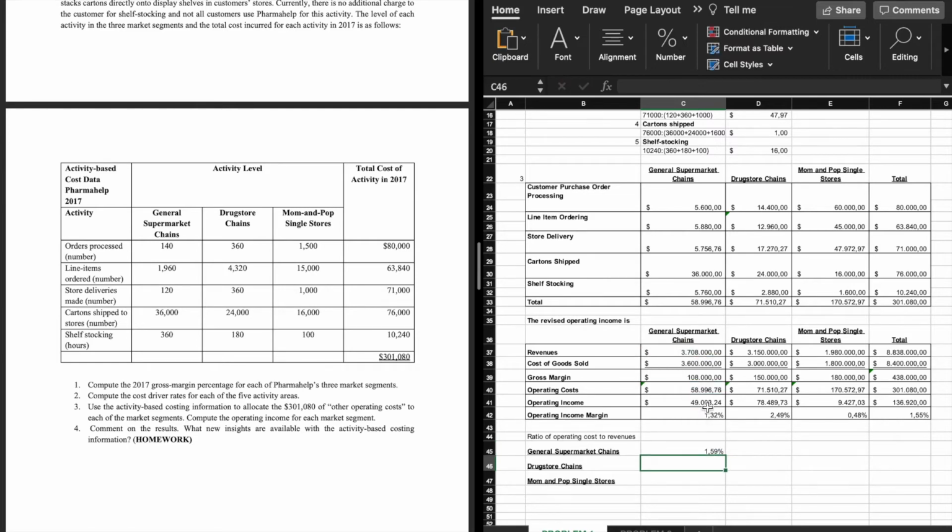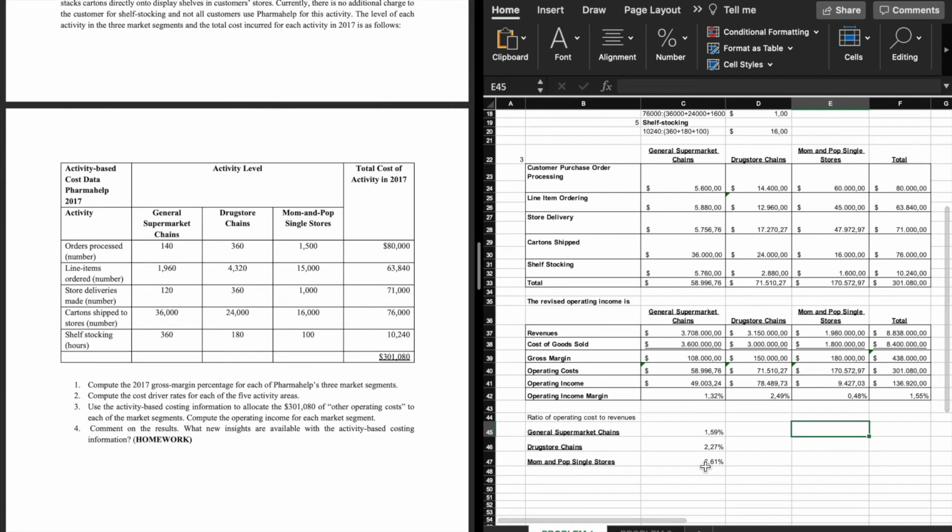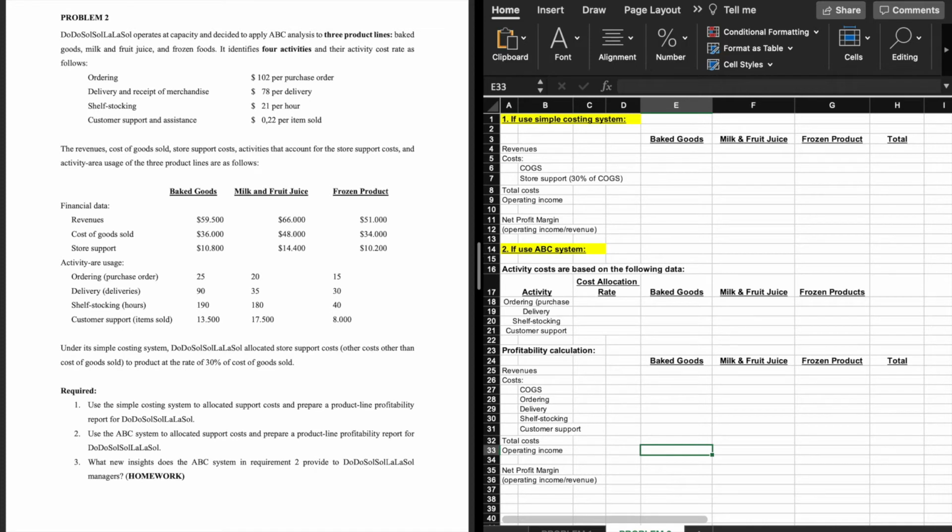For the general supermarket chains and for the drugstore, it's the same. Now we can see that mom and pop single stores has the highest ratio of operating cost to revenue, which is not good compared to other market segments. Let's move on to problem 2.